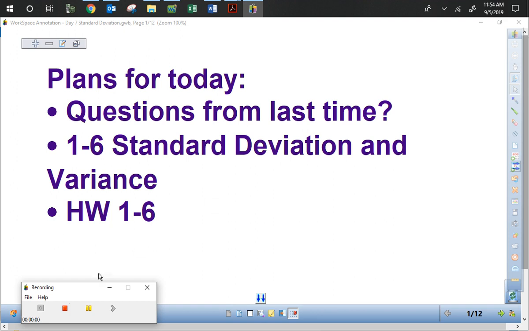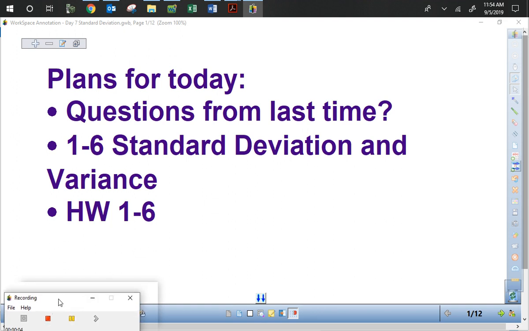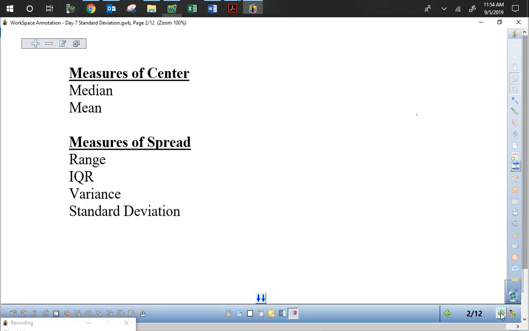All right, folks, today we are going to be learning a couple of new stats. They are standard deviation and variance. Okay, so we're going to just take a look at what we already know. We've already talked about our measures of center being the median and the mean.